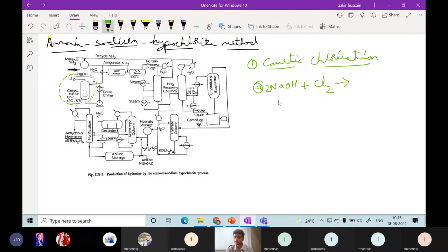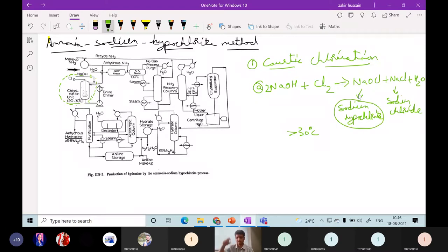Then what is the product formed? NaOCl plus sodium chloride plus water will be formed. This NaOCl is called sodium hypochlorite. Then this is sodium chloride. So the first reaction is carried out in a caustic chlorination unit at 20 to 30 degree centigrade. Why this temperature? Greater than 30 degree centigrade, this sodium hypochlorite will decompose. To lower the decomposition of NaOCl, we adopt this temperature condition, 20 to 30 degree centigrade. So in the first reaction, two molecules of caustic react with chlorine to form sodium hypochlorite plus one molecule of sodium chloride plus one molecule of water.